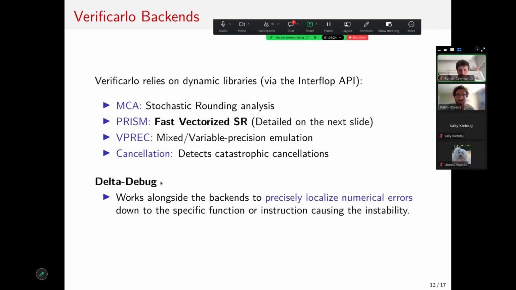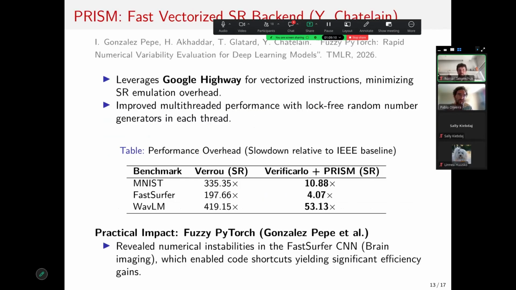And then we have some tools that are orthogonal to this. For example, we have Delta Debug that allows you to use these backends to localize precisely in the code where some bug is happening or which part of the code you can move to a lower precision.